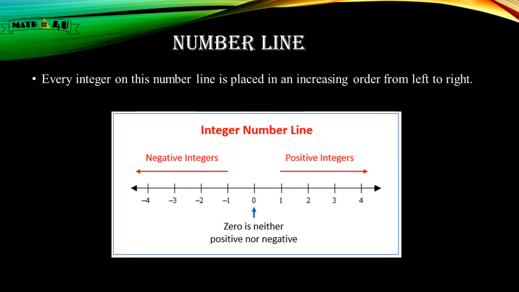Every integer on this number line is placed in an increasing order from left to right. When you move towards the right side, the value increases. When you move towards the left side, the value decreases. 0 is neither positive nor negative.